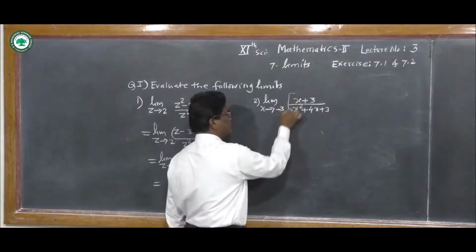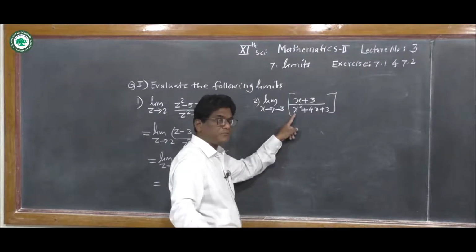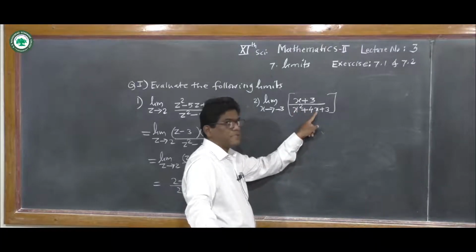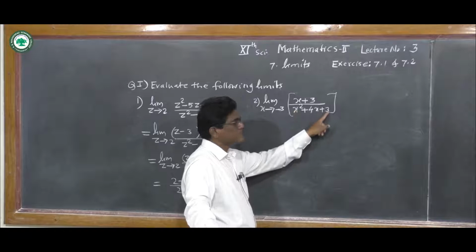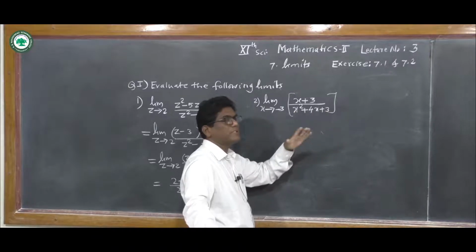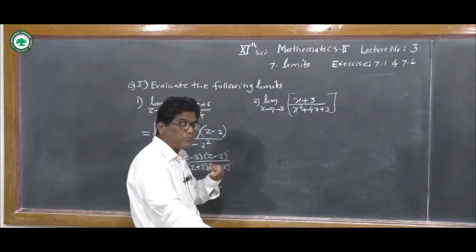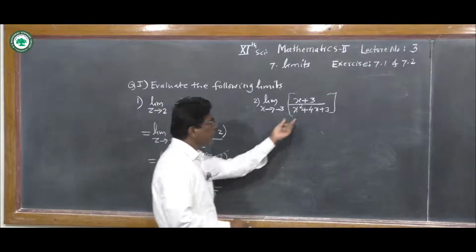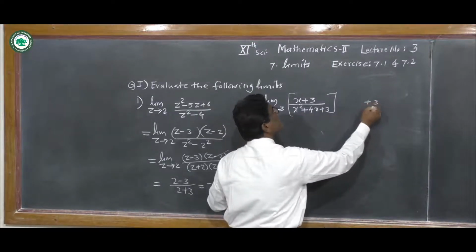So observe this problem. If in the denominator we put x equal to minus 3, is it 0? Minus 3 square is 9, and 4 into minus 3 is minus 12. This term is minus 12, this 9 and this plus 3, that is 12. 12 minus 12 is 0. So the denominator is 0, which means we have to solve this denominator so that we can remove that difficulty. So we factor this denominator. This is a quadratic expression.